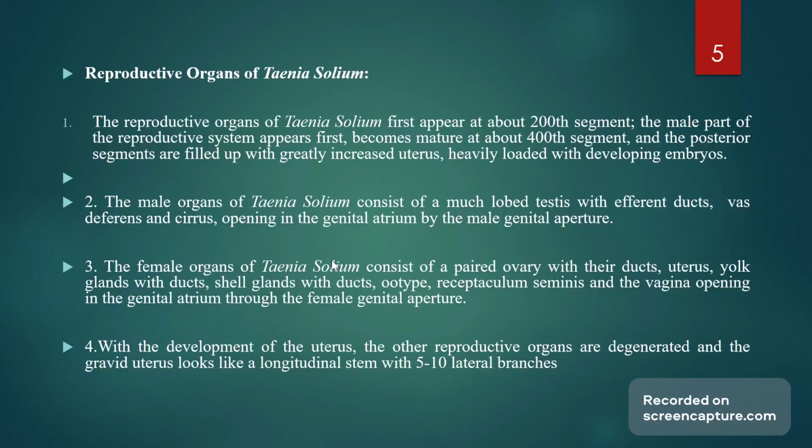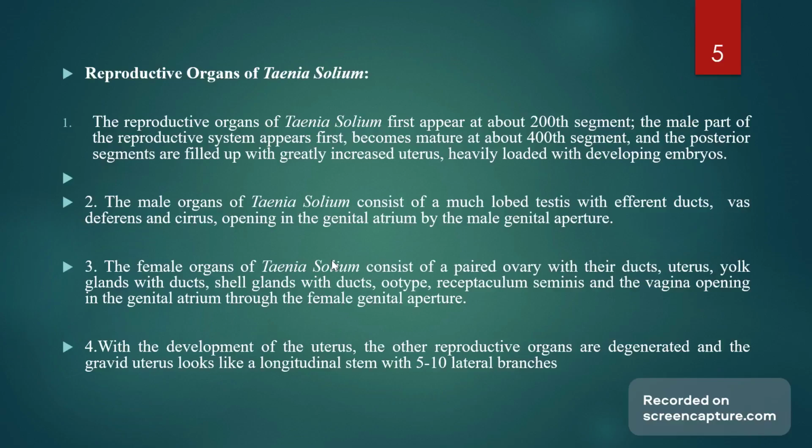The male organs of Taenia solium consist of much lobed testes with efferent ducts, vas deferens, and seminal vesicle opening in the genital atrium by the male genital aperture. The female organs consist of a paired ovary with their ducts, uterus, yolk glands with ducts, shell glands with ducts, ootype, receptaculum seminis, and the vagina opening in the genital atrium through the female genital aperture.